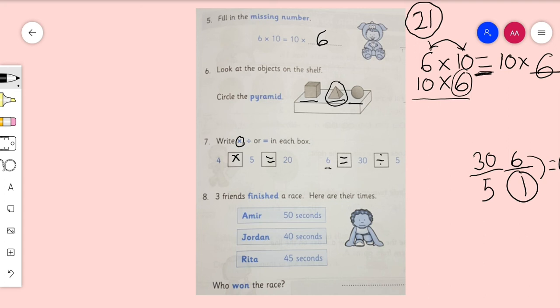Now let's take question number 8. It says, 3 friends finished a race. Here are the times. Amir finished it in 50 seconds. Jordan finished it in 40 seconds. And Rita finished it in 45 seconds.